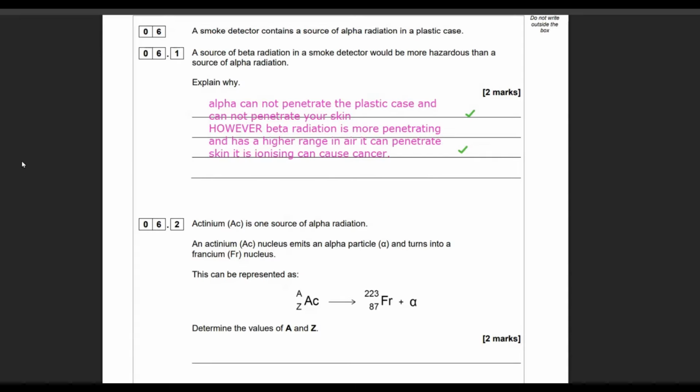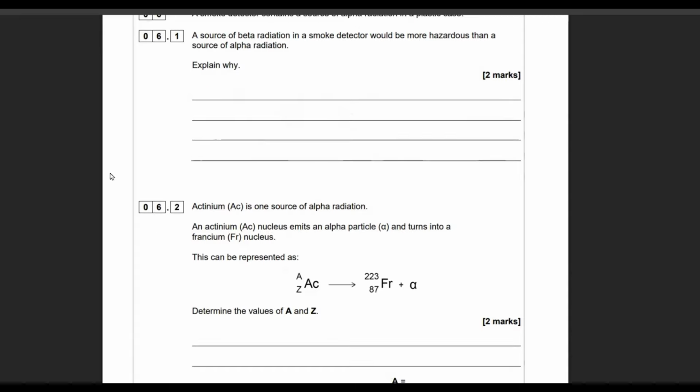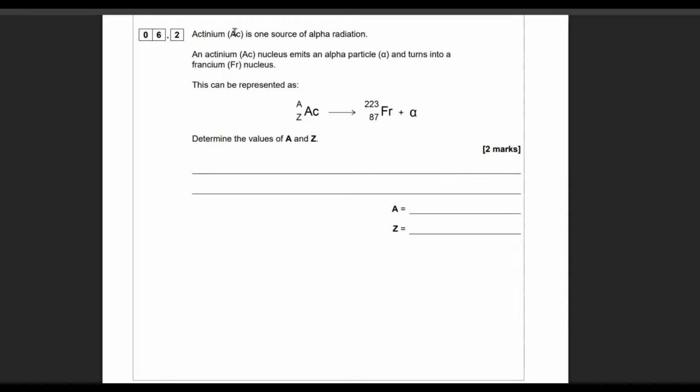Okay, let's move on. 6.2. Ooh, we love a bit of AC. Actinium is one source of alpha radiation. An actinium AC nucleus emits an alpha particle and turns into a francium, or francium, depending on how you like to say it, nucleus FR. This can be represented as AC, A Z, 223, 87, and alpha. Determine the values of A and Z. 2 marks. Why don't you press pause on the video? Have a go at this one, and then I'll explain.